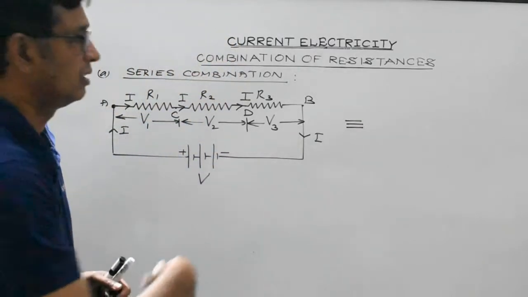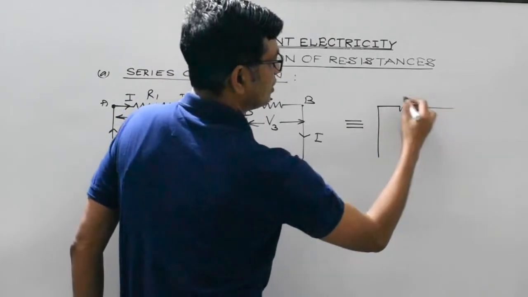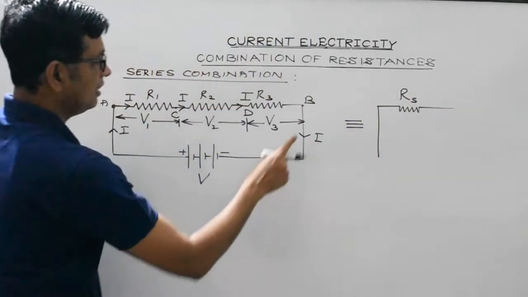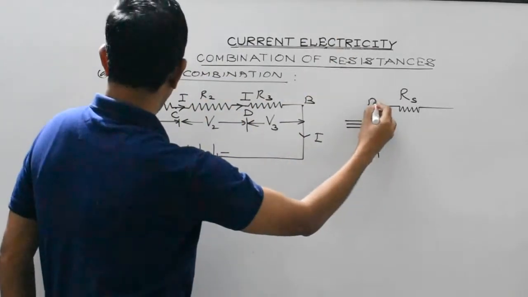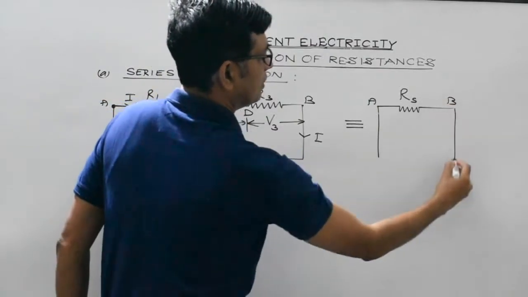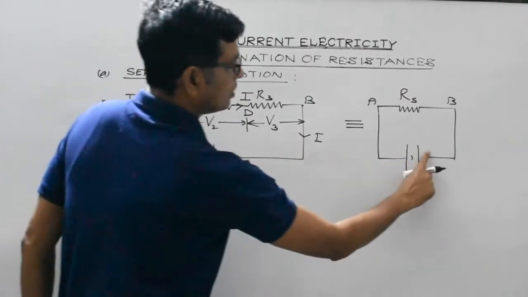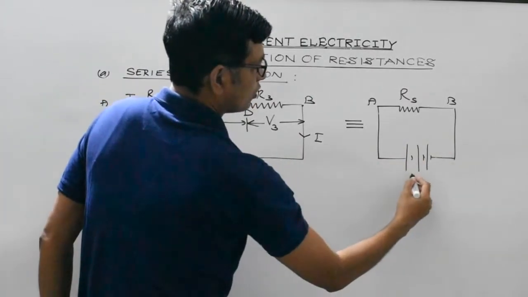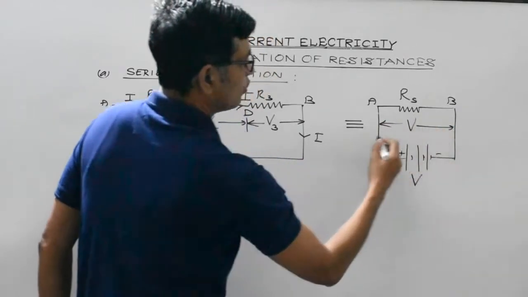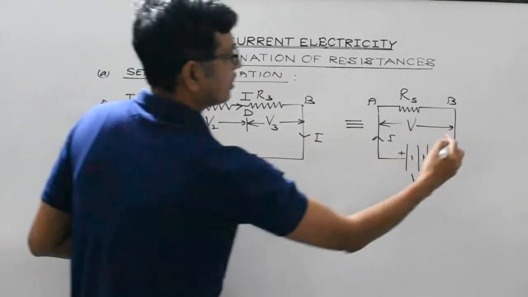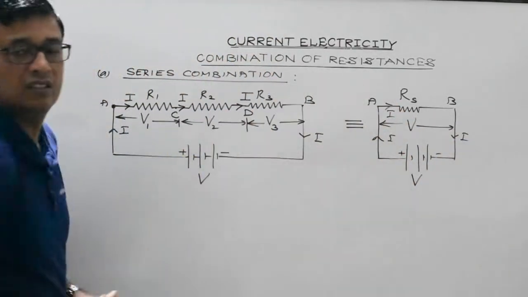Okay. This can be redrawn into an equivalent circuit like this. This is, suppose, RS. RS is the equivalent of all the 3 resistors which are connected in series. This is point A and this is point B, right? And this is the same source, providing a potential difference of V. So here the potential difference is V. And what's the current flowing? What's the net current flowing through the circuit? It is I. This is simply the equivalent circuit, right?